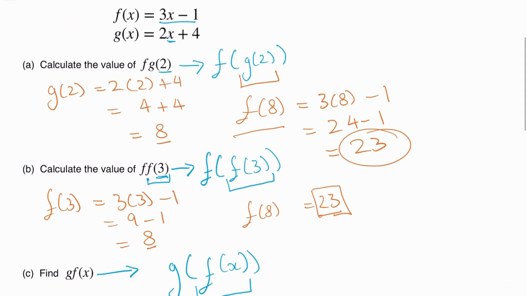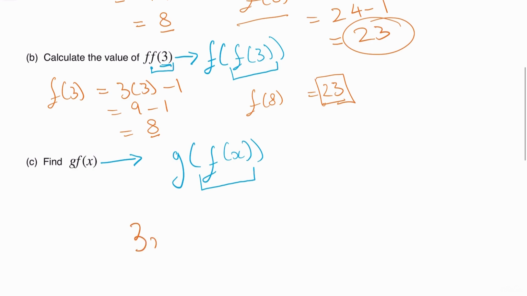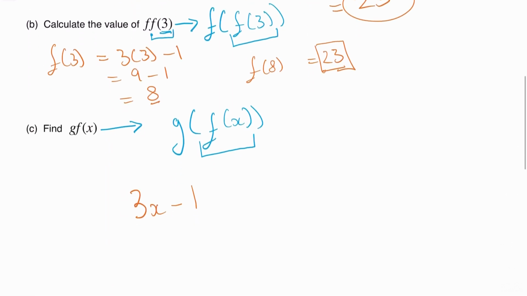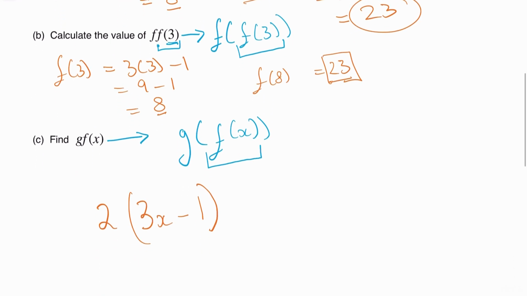So f of x is 3x minus 1 and g of x is 2x plus 4. So wherever the x is, that's where all the things are going to get substituted. So if I put 2 here, then put brackets here, because that's where the x would have been, and then write plus 4. And that is our answer. So gf(x) is all of this: 2 brackets 3x minus 1 plus 4.